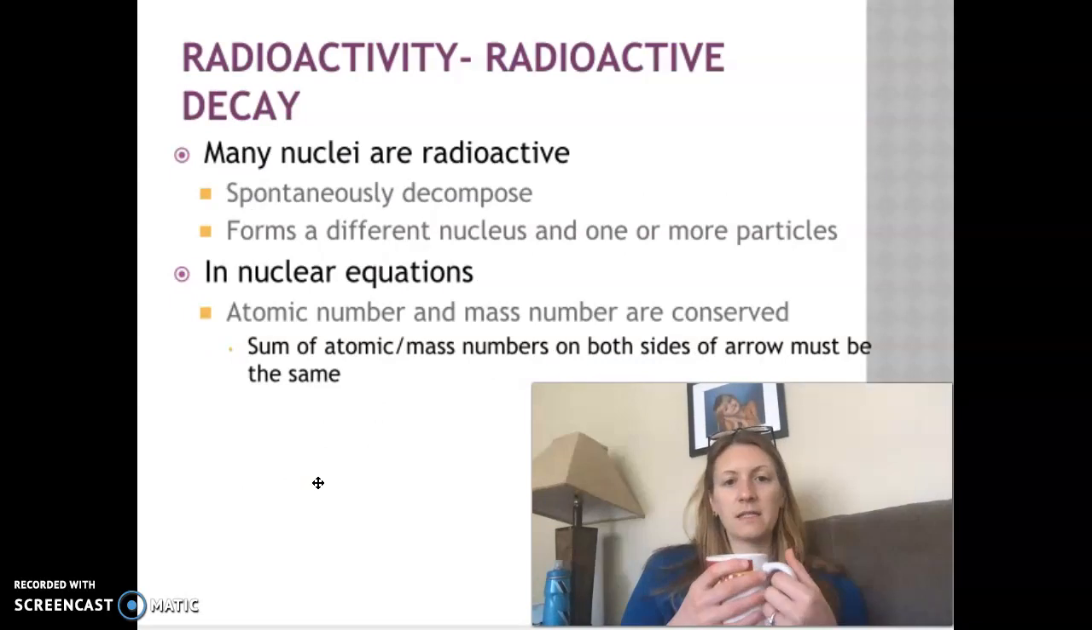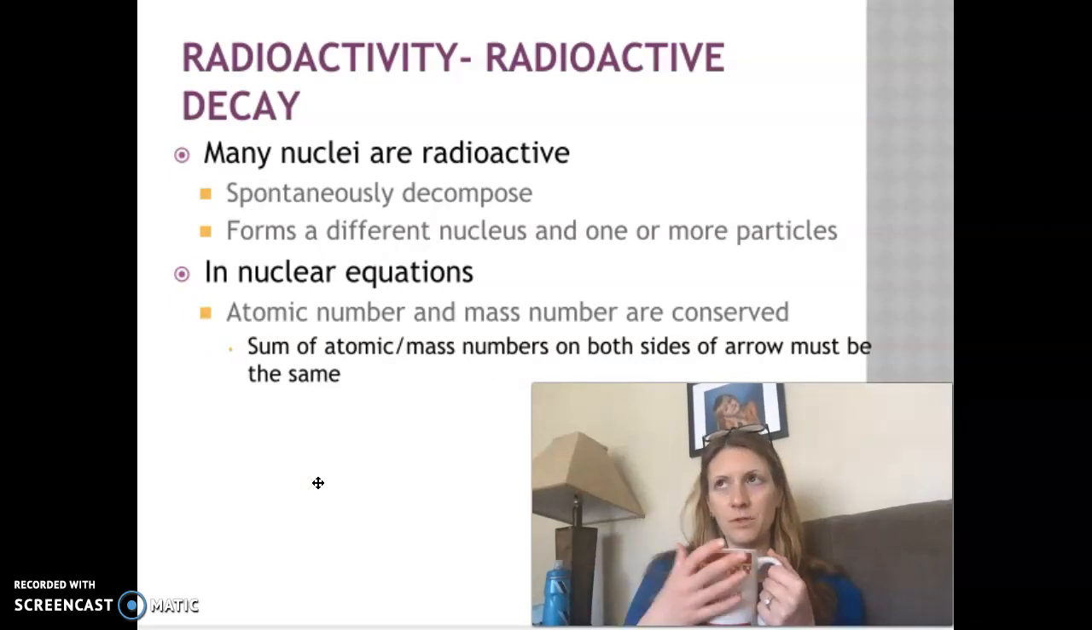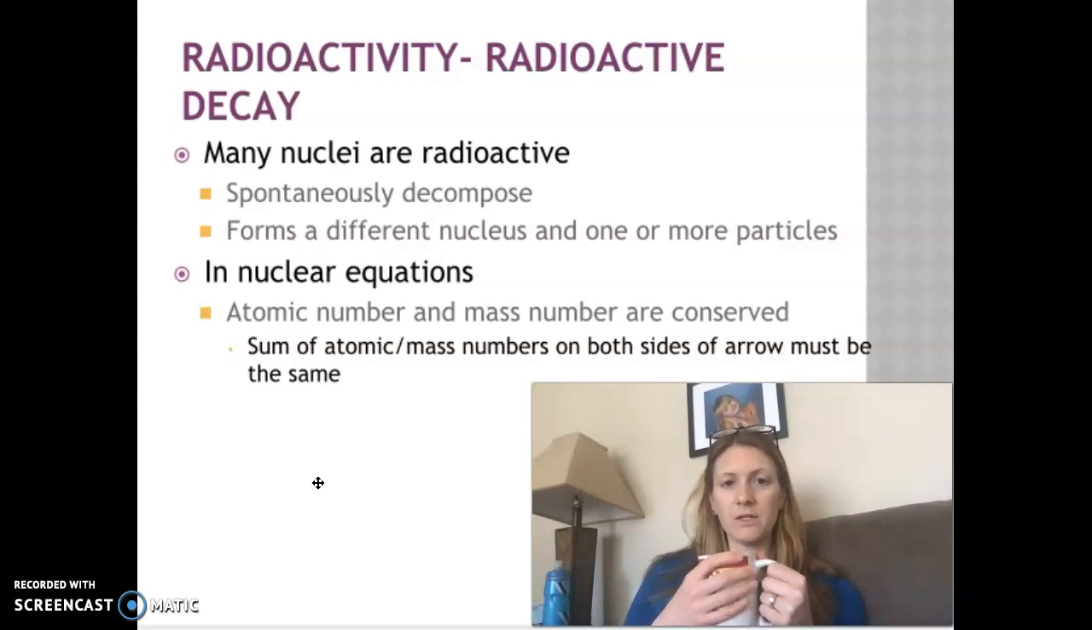When nuclei decay, it can happen spontaneously or it can happen in a controlled way. So many nuclei are just naturally radioactive. They will naturally decompose, again, because positives don't like to be next to each other. So it's just a natural process that occurs all around us all the time. We've got carbon-12, carbon-14 all around us. It just happens, and they decay.